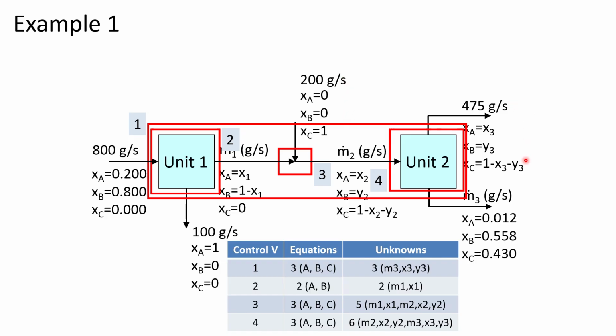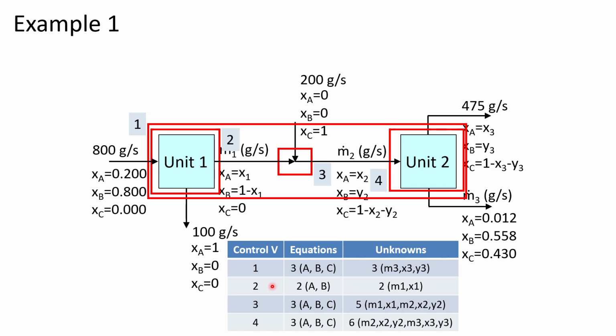If you look at the first product, the top product from Unit 2, there are 2 unknowns associated with it, X3 and Y3. I misspoke there. Those 2 unknowns are listed here in the table. If we keep going around, there's 1 unknown associated with this stream, and that's its flow rate, M3. That also is in the table here. For the bottom product from Unit 1, there are no unknowns associated with it. So the number of unknowns is 3, which is equal to the number of equations we can write. So we can solve for the unknowns associated with that overall control volume.